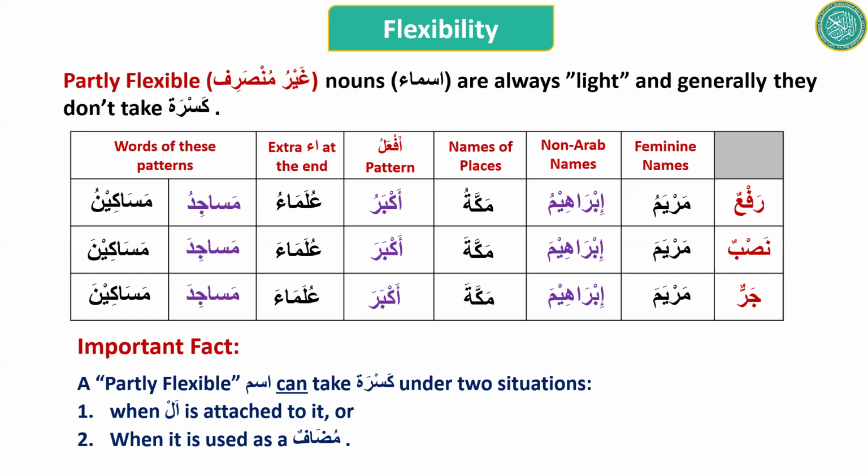And then we went over a few categories of words which are partly flexible: feminine names, non-Arab names, names of places, the af'alu pattern, and the words ending with an extra alif and hamza at the end. When I say extra, I mean ain, lam, meem are the essential letters. Alif and hamza are extra, to make it plural. And the words in these two patterns, masajidu and masakinu, are always light and they generally don't take kasra because they are partly flexible. So that's where I will conclude, and we can close today's session.